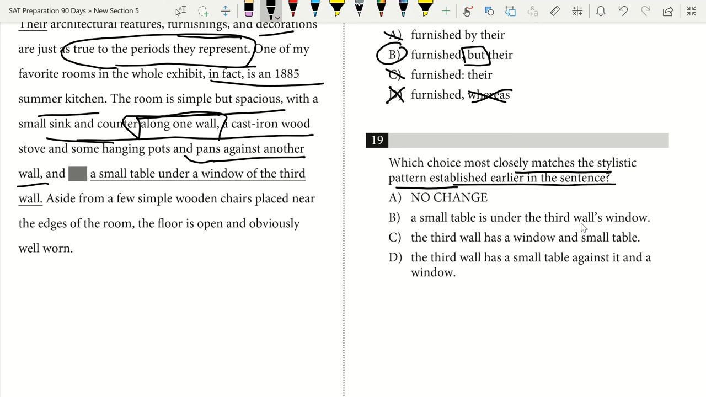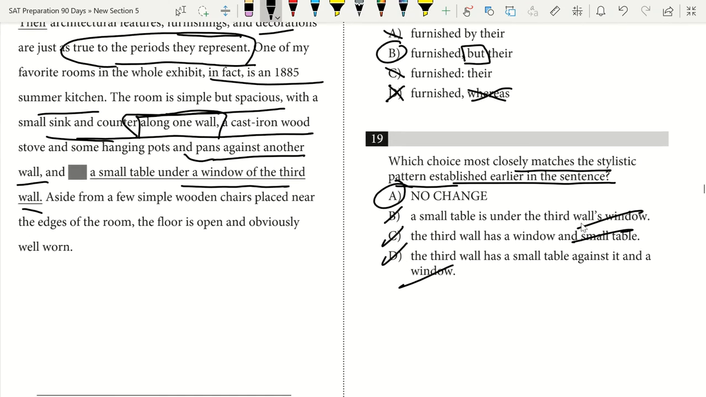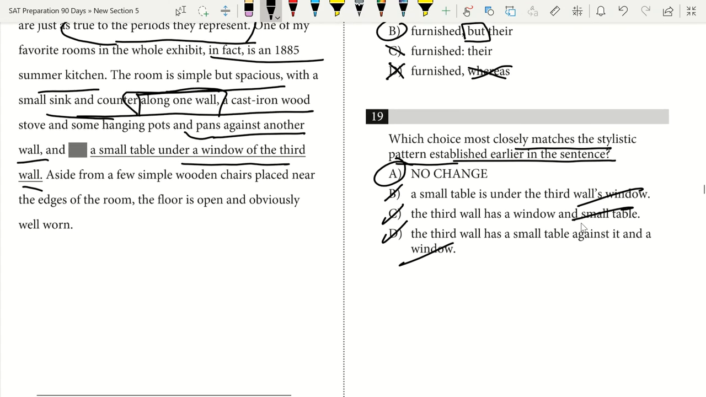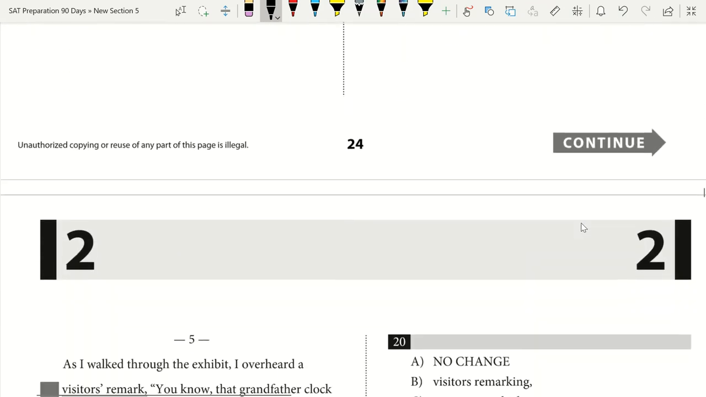I see that option A does describe something small table under a window of the third wall. So option A is perfect. I look at my other options. I see they end in window, end in table, end in window. So they're all going to be wrong because we want to end in wall to maintain that same pattern that we've developed there. So A would be our answer for question 19. That is essentially a parallelism question, not in the sense that it's maintaining verb tense endings, but in the sense that we want to maintain that parallel stylistic pattern structure. So 19, our answer there is going to be A.